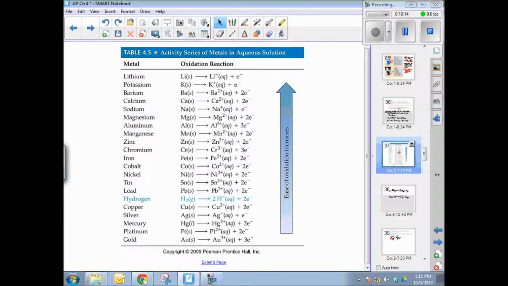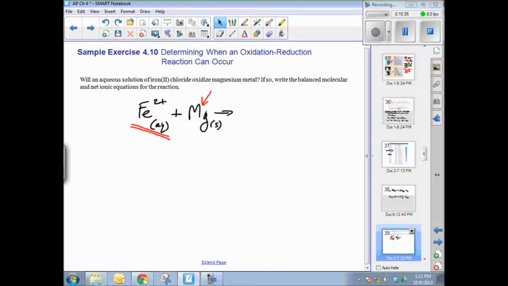If we go to the activity series and we look for iron and magnesium, here again is magnesium. Iron is below it on the activity series. So the iron ions in solution will be reduced by magnesium, which will go into solution because it is the more reactive metal right here. So the answer is, yeah, this reaction will occur, and we're going to end up with magnesium 2+ ions in solution and solid iron plating out and coming out as a solid.